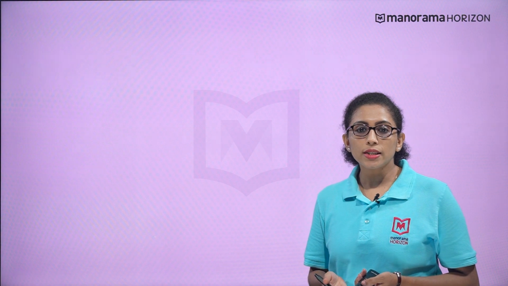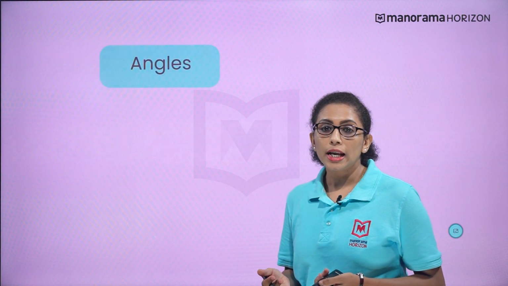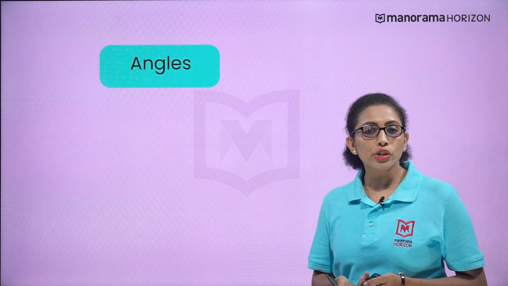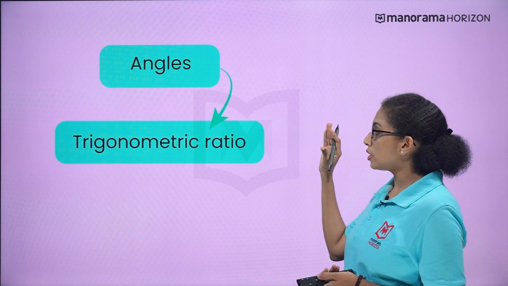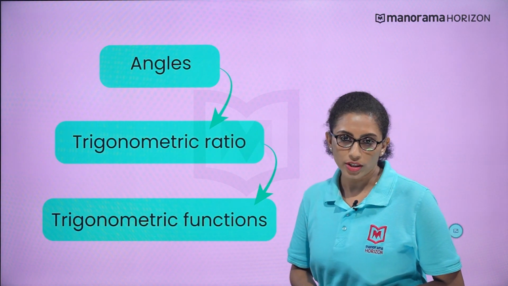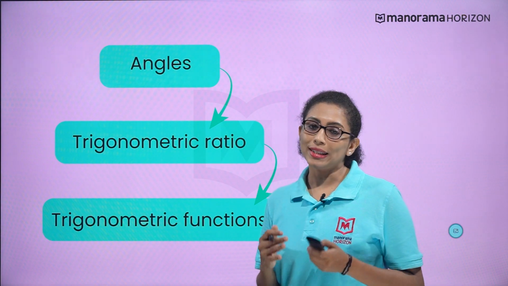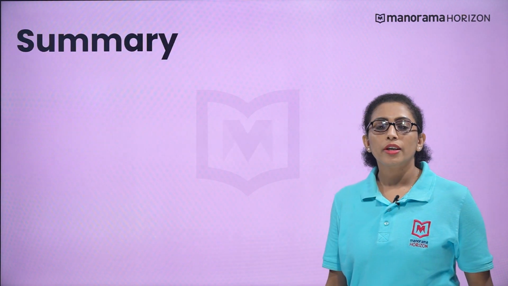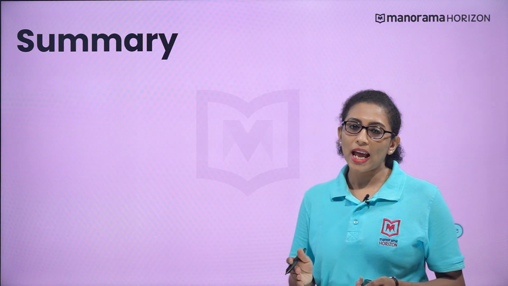Now that we have learned all fundamental aspects of angles, let's now extend the definition of angle in terms of radian measure to the trigonometrical ratios and study them as trigonometric functions, which we will find out in detail in the coming video. Now it's time to sum up the entire section.